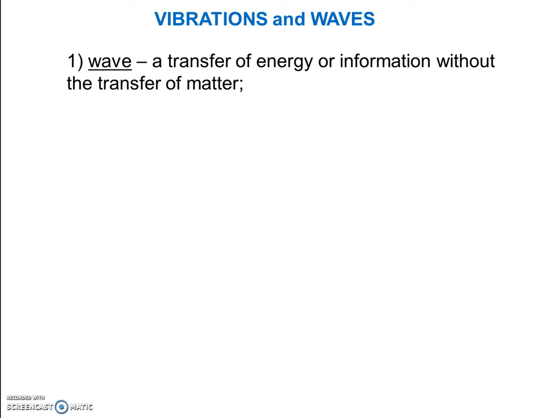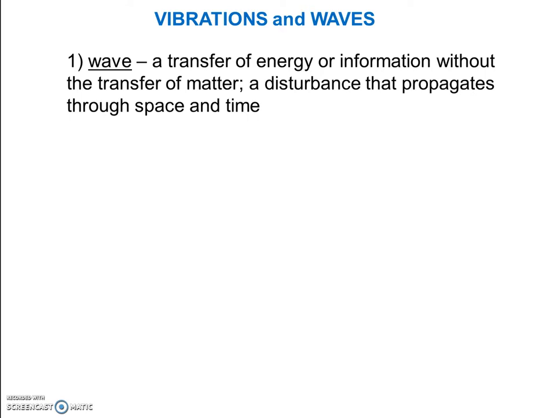As we go through these definitions, feel free to pause the video whenever you need to write down the notes yourself. We also define a wave as a disturbance that propagates through space and time. So you see the difference between a wave and an object.